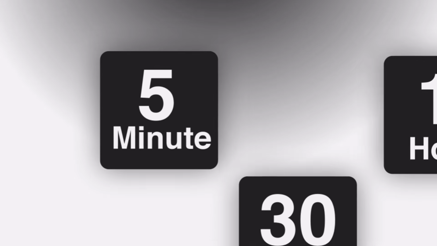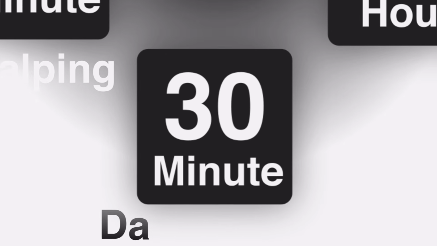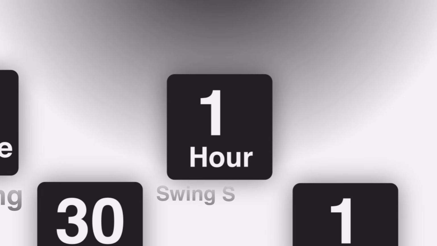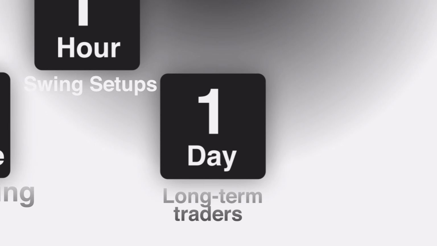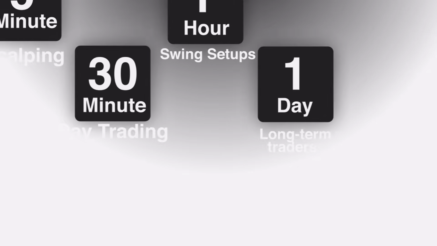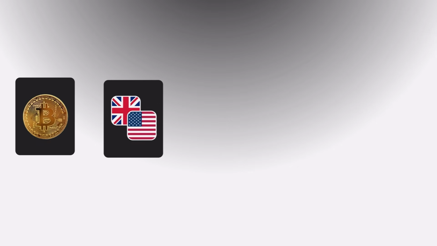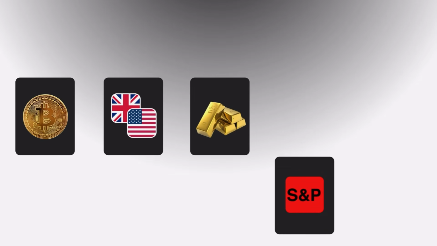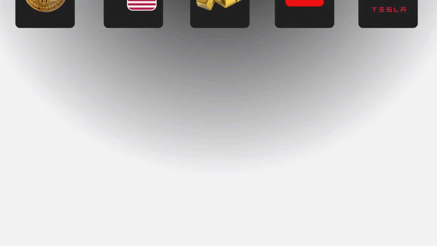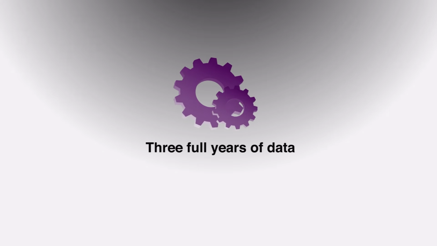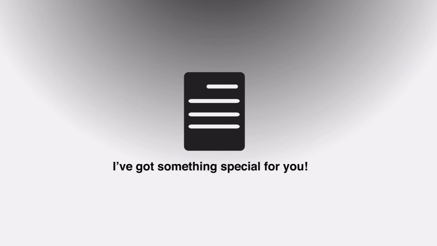Now, for the testing framework, we are going to assess this strategy across 4 different time frames: 5 minutes for scalping, 30 minutes for day trading, 1 hour for swing setups, and daily for long-term traders. We'll apply it to 5 different markets: Bitcoin, GBP USD, gold, the S&P 500 and the Tesla stock. And for the testing window, we'll be using 3 full years of data, from September 2022 to September 2025.